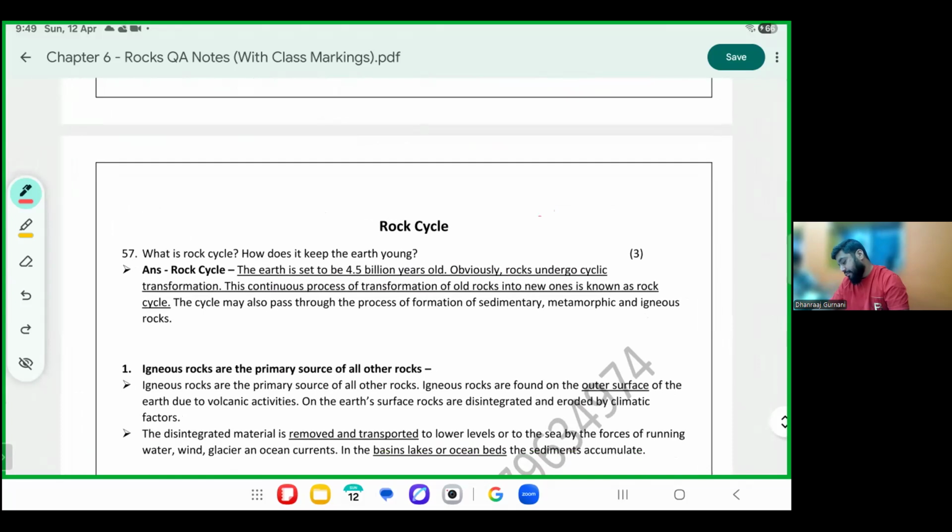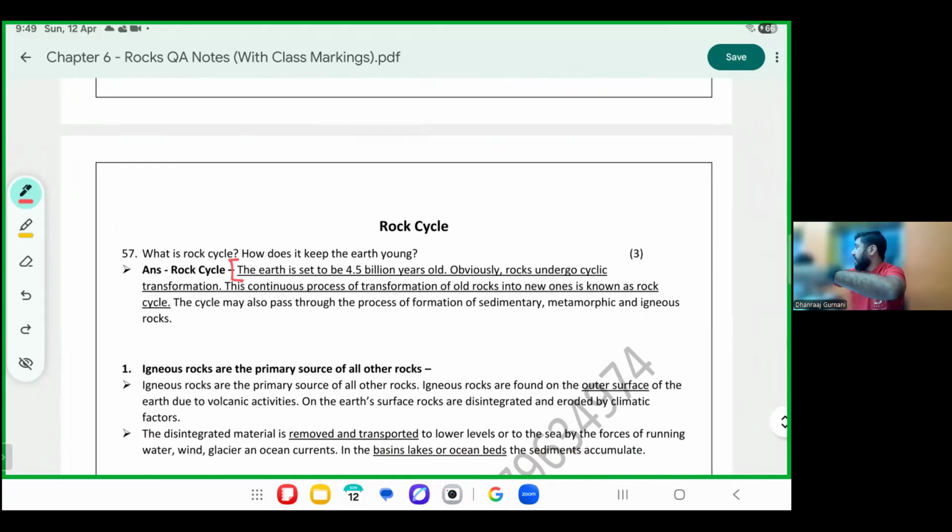Rock cycle. The earth is 4.5 billion years old, very old. Obviously, the earth undergoes the rock cycle, that is rock transformation. This continuous process of transformation of old rocks into new ones is known as the rock cycle. Old rocks become new rocks.